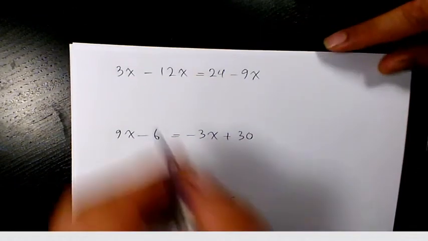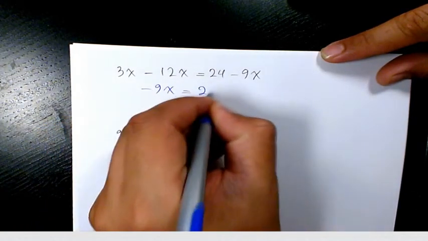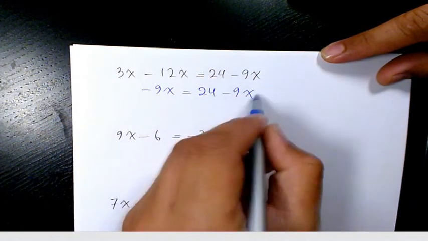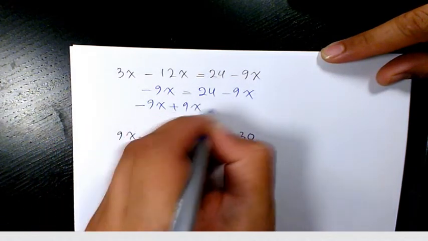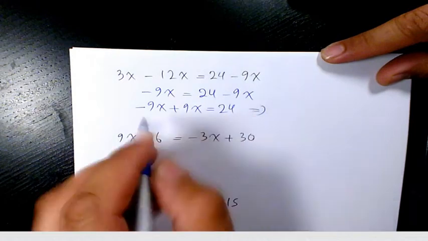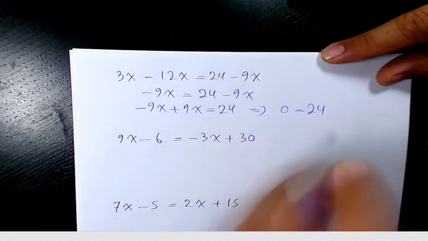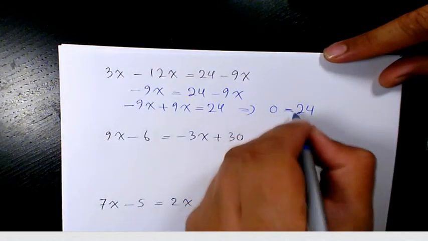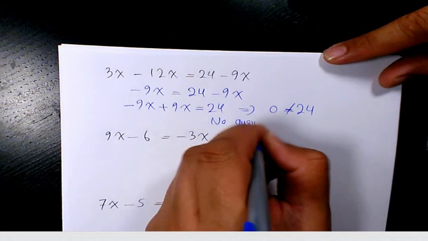Next one is 3x minus 12x, which is negative 9x equals 24 minus 9x. So when you move it to the other side, it's going to be negative 9x plus 9x equals 24. Negative 9x and positive 9x is 0. 0 equals 24? No, that's not possible. 0 cannot be 24. It means that no answer.